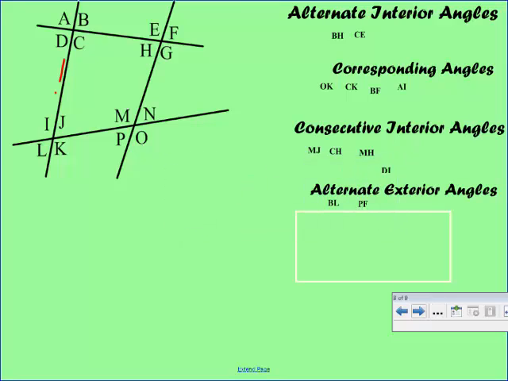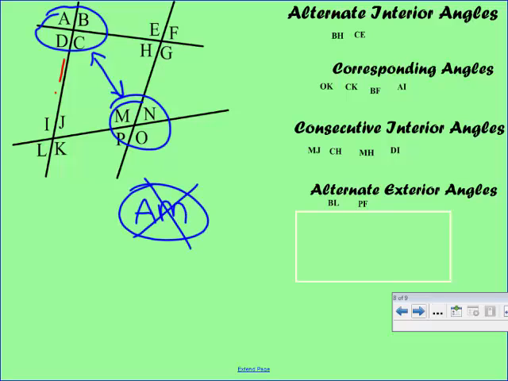All right, so one other thing with this diagram that I want you to notice, we never did a pair that went diagonal like that. They aren't angle pairs, okay? So AM, if I asked you what that is, that's not an angle pair. You can only go up and down, left or right, so make sure you know that.